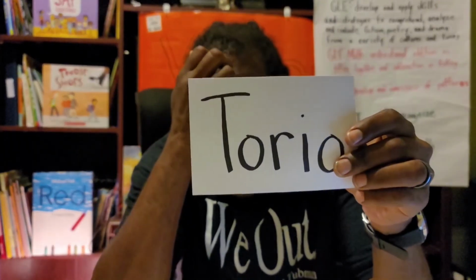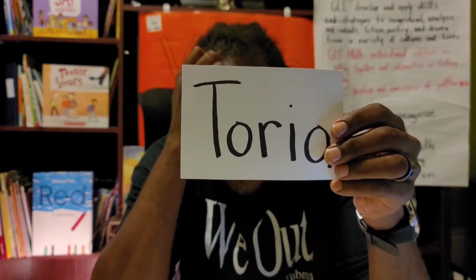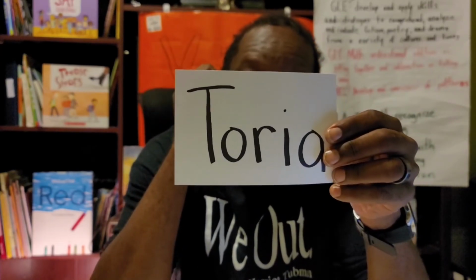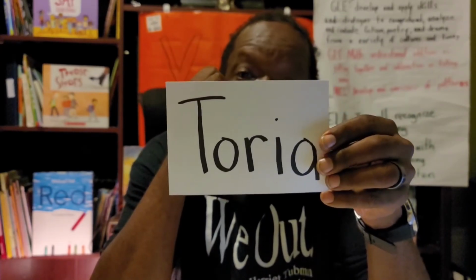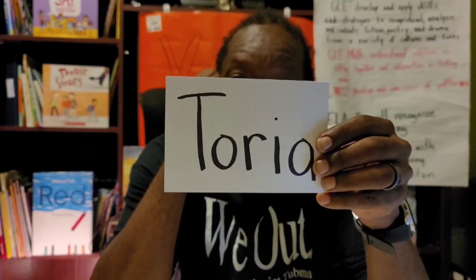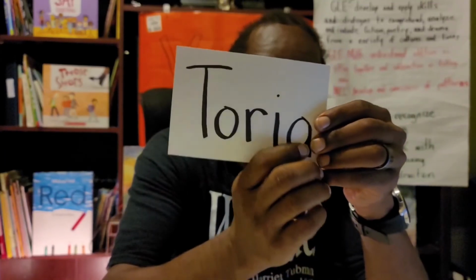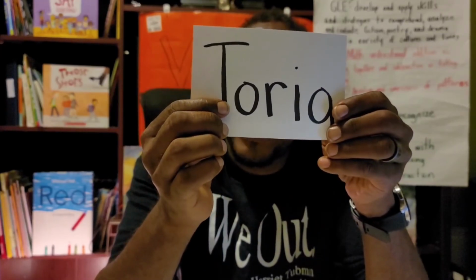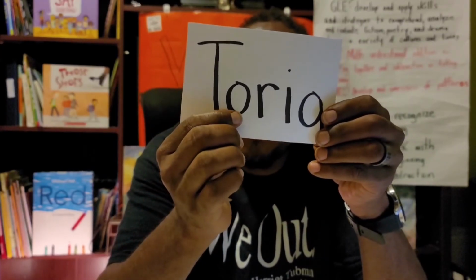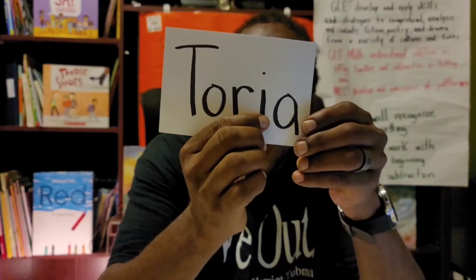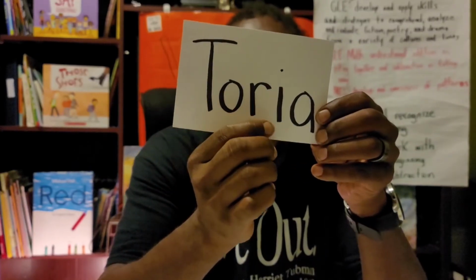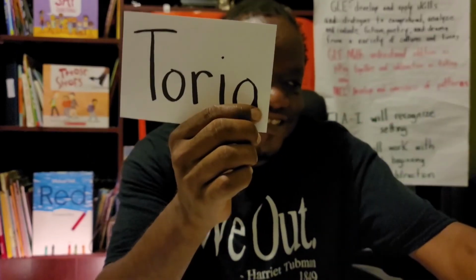And whose name is this? Yes, Toria, that is your name. And what letter does Toria's name end with? An A. Yes, it ends with an A. Let's spell Toria. Capital T-O-R-I-A. Hey, Toria.